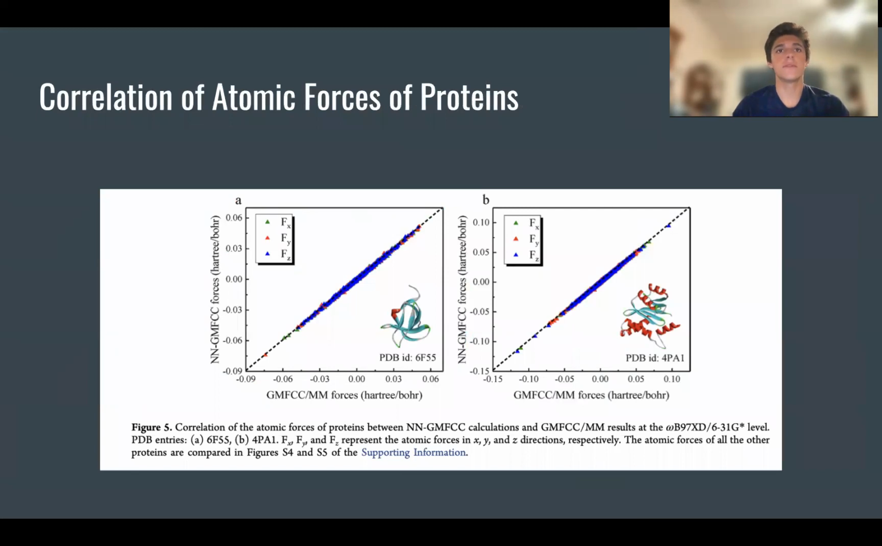Mean unsigned errors of the energy deviations and atomic force RMSEs is given by NN-GMFCC, which is 2.01 kilocalories per mole and 0.68 kilocalories per mole angstrom with respect to GMFCC-MM calculations. The deviation of NN-GMFCC is only negative 0.87 kilocalories per mole for the largest protein, which had 13,728 atoms. Deviations of energy and atomic forces did not increase with the size of the protein system. For all protein systems tested, RMSEs of atomic forces never exceeded 0.9 kilocalories per mole angstrom. Here you can see a comparison of the atomic forces between the two methods.